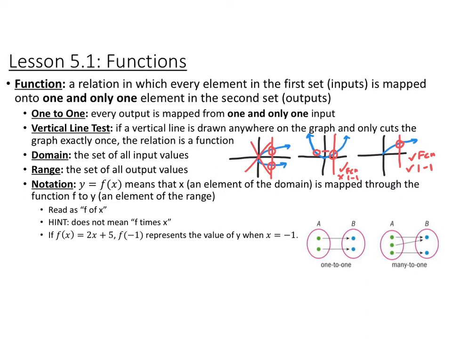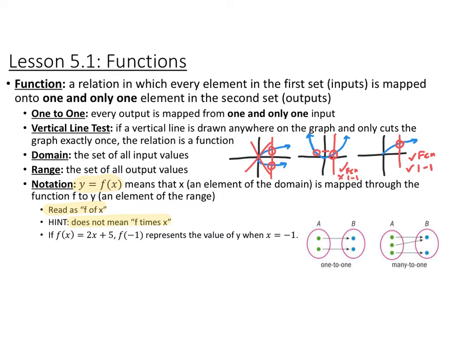The notation that we use for functions is this f of x notation, or sometimes different letters, but y equals f of x means that x's are your domain variable, and they're mapped through the function f to your y's, or your range. It's read as f of x. It does not mean f times x, so be very careful. If you have a function here and it says f of x is equal to 2x plus 5, then if I ask for f of negative 1, that means that x is equal to negative 1. What is your y value?